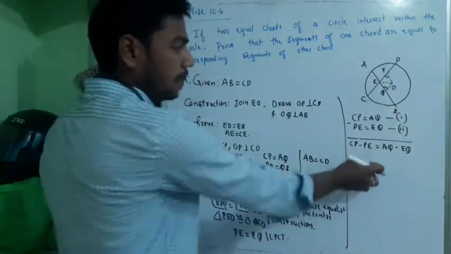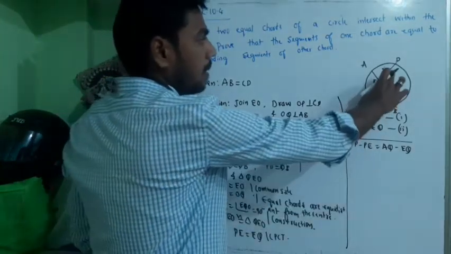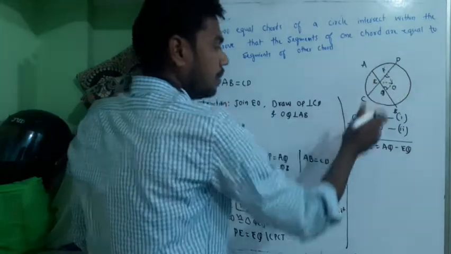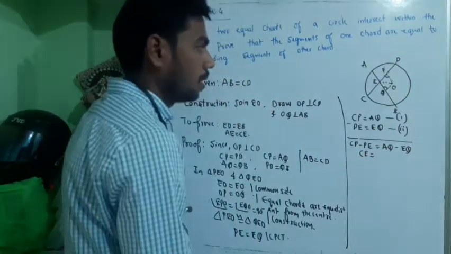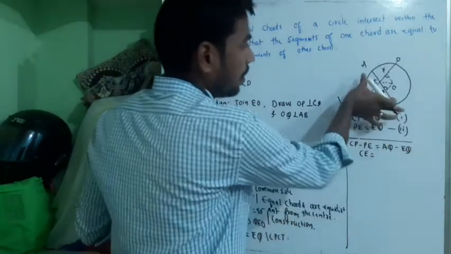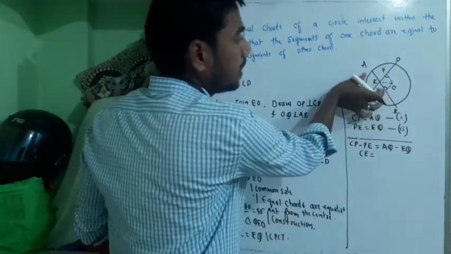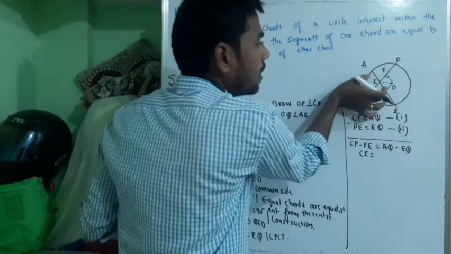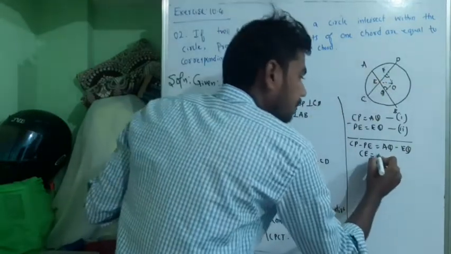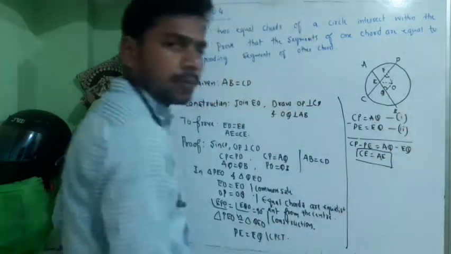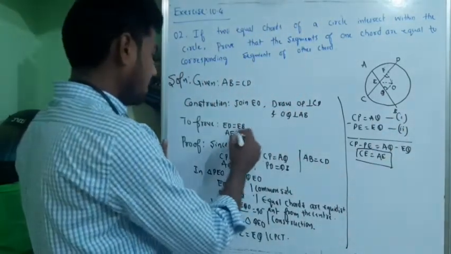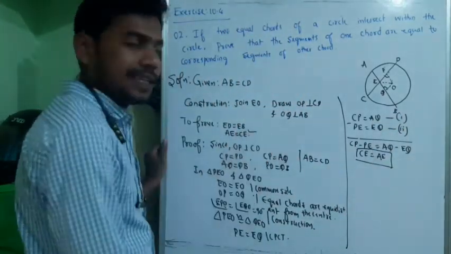So CP minus PE is nothing but CE, which is equal to AQ minus EQ. AQ minus EQ is nothing but AE. So one part has been proved. We have proved one of the parts, that is AE is equal to CE, or CE is equal to AE.